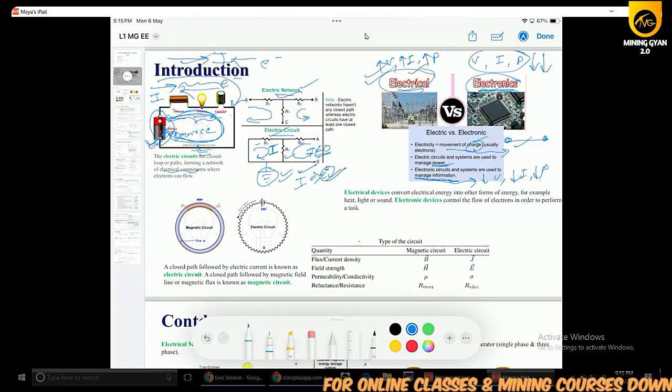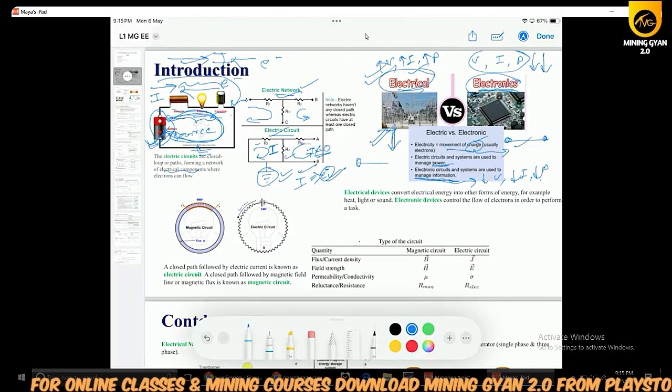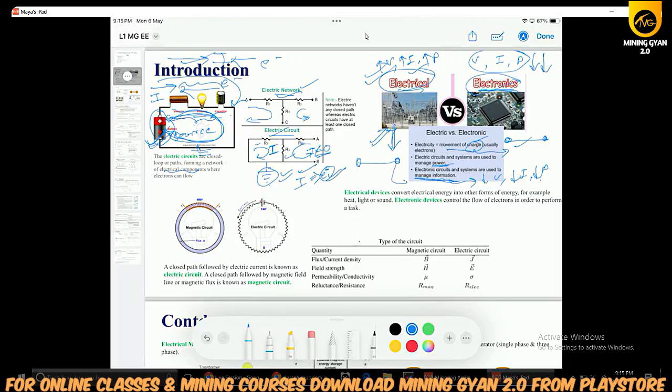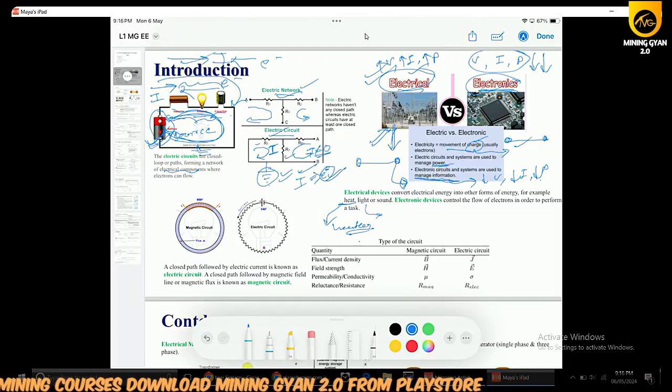Whereas in case of electrical circuits, we deal with high voltage, high current, high power, so that we can transmit the energy from one point to another point, so that consumers can consume the electric power. So electrical devices convert electrical energy into other forms of energy. For example, heat, in case of a heater that we use as an appliance; light, where we convert electrical energy into light energy; or in case of a speaker, you can convert the provided electrical energy to sound energy.